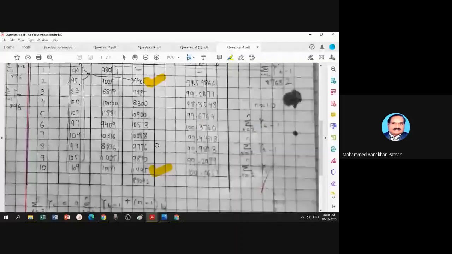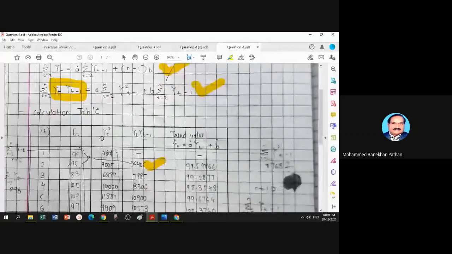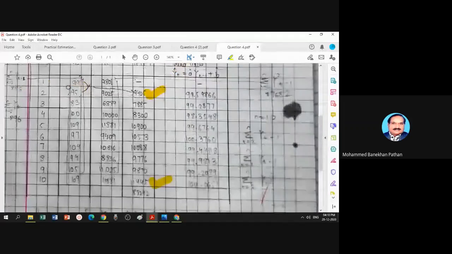Now, how to make a total? This is a total of yt, starting from 2 up to n. That means I have to make this total. This is your summation of y from 2 to n. Clear? Similarly, you want y square t minus 1, 2 to n. That means you want to make a total of these values.